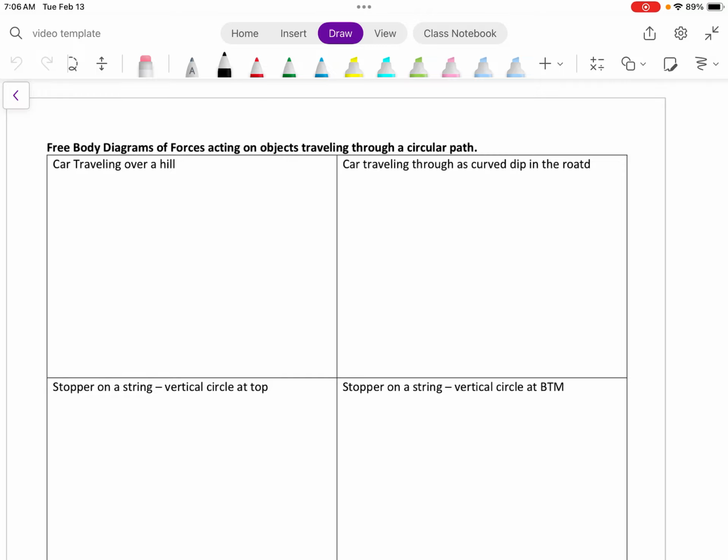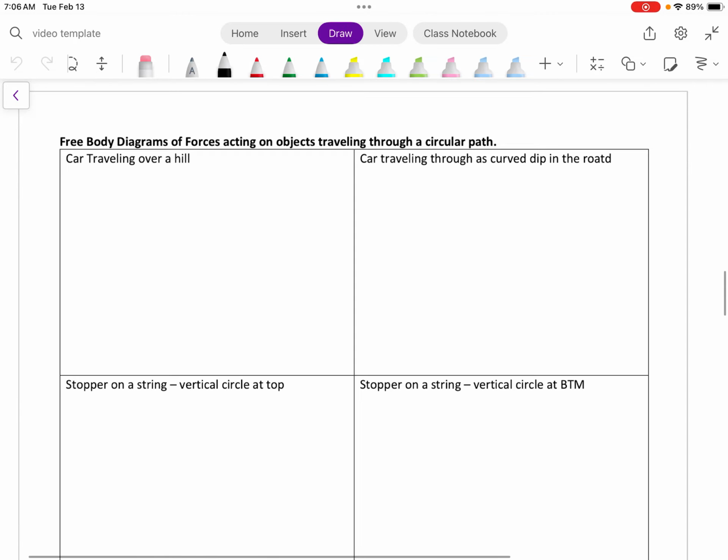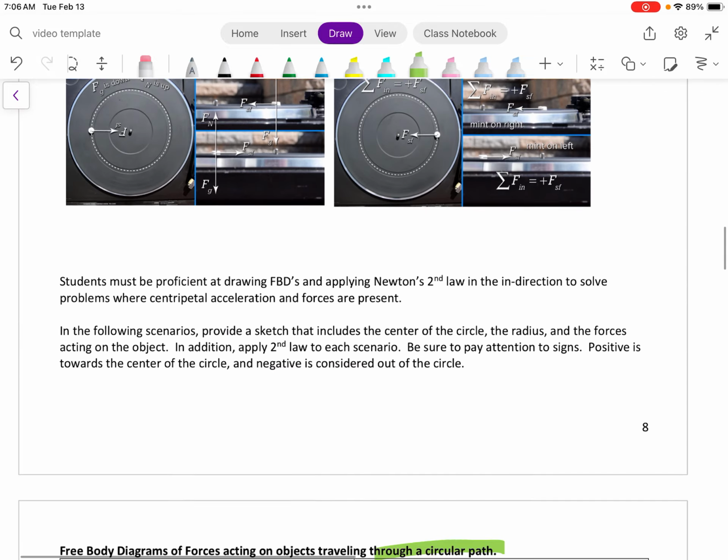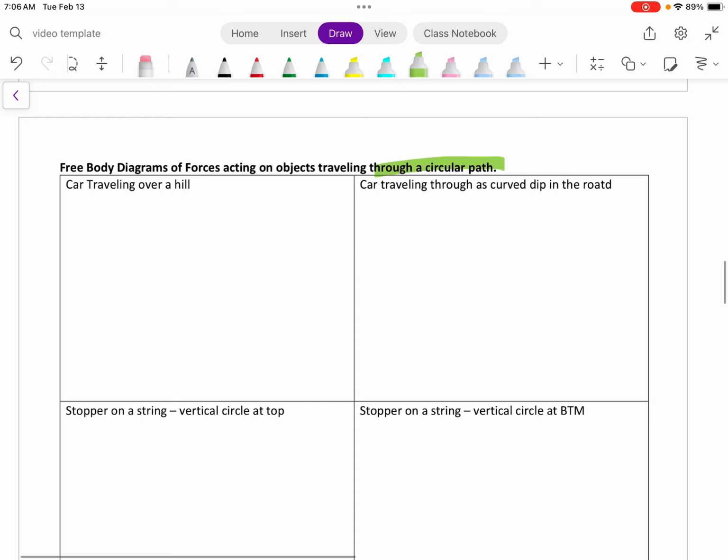This video is related to practicing drawing free body diagrams on forces that are acting on objects that are going through a circular path. So essentially this is part of our note packet, and I am just videoing my discussion on that. So first we have a car that is traveling over a hill, and it should have been at the top of the hill. So here's my car.